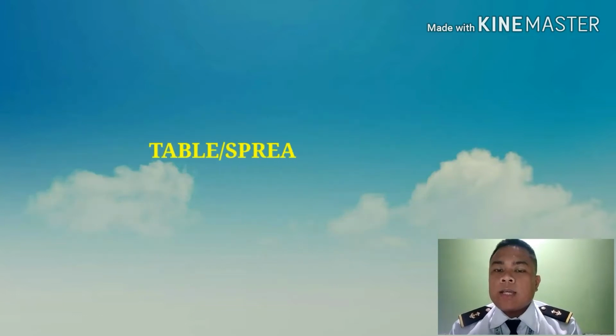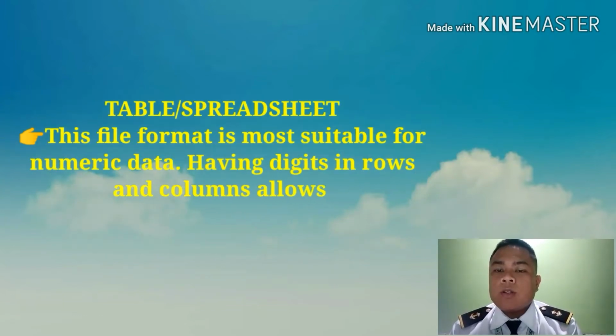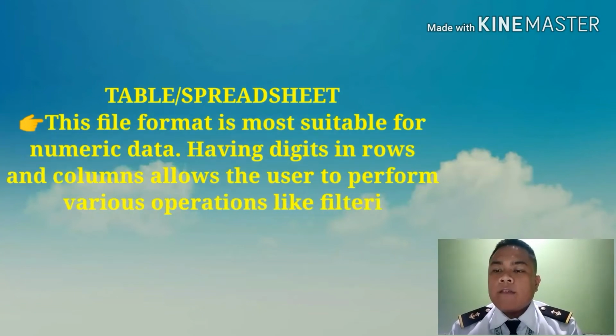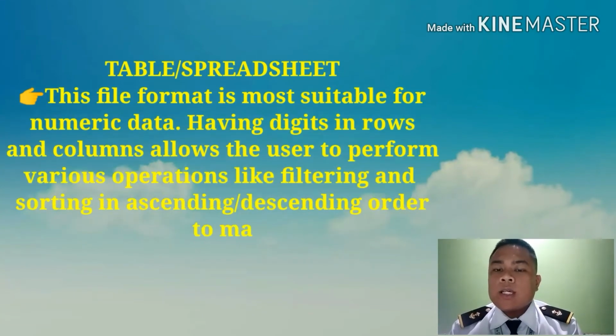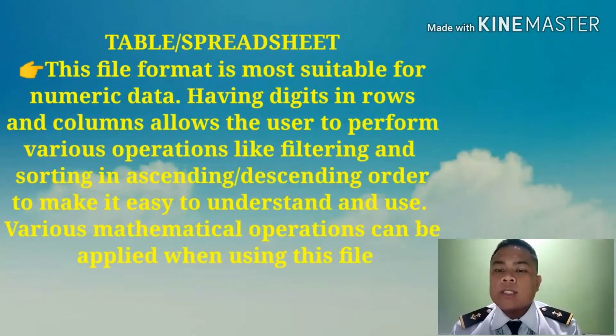The second is table or spreadsheet. This file format is most suitable for numeric data. Having digits in rows and columns allows the user to perform various operations like filtering and sorting in ascending or descending order to make it easy to understand and use. Various mathematical operations can be applied when using this file output.